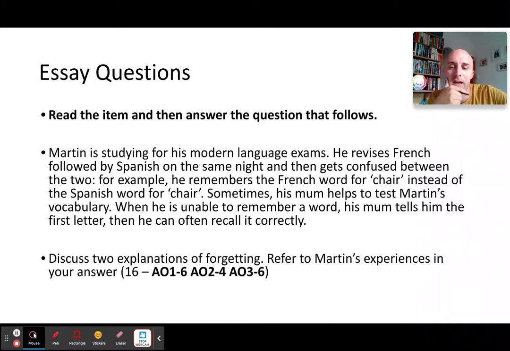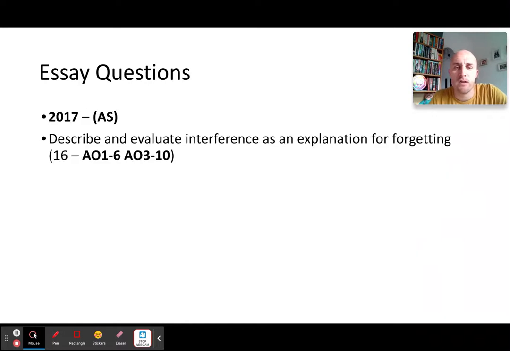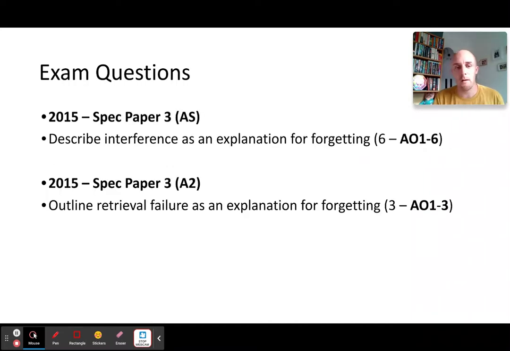Sometimes his mum helps to test Martin's vocabulary when he is unable to remember a word. His mum tells him the first letter, and then he can often recall it. So you would argue that as a cue there as well. There are better questions, but that is something you probably do want to do. Or this question, which is a toughie, describe and evaluate interference, which is a very small theory. For 6 marks, you're going to have to put everything you know, including examples.